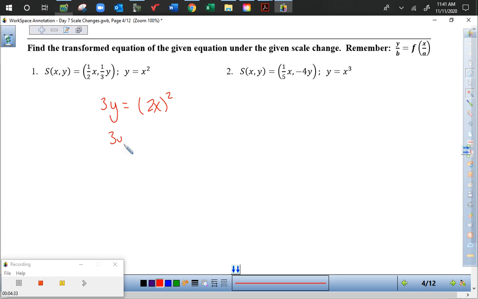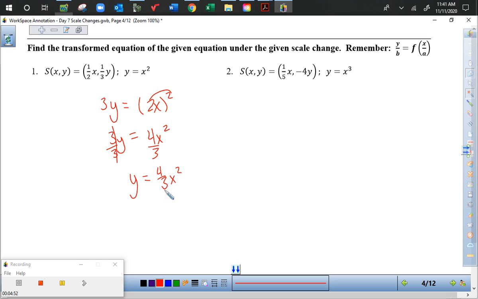So 3y will just bring down while I fix this side. That 2 gets squared and the x, so that'll look like 4x squared. Then we want to divide by 3 on each side, and we have y equals 4/3 x squared.